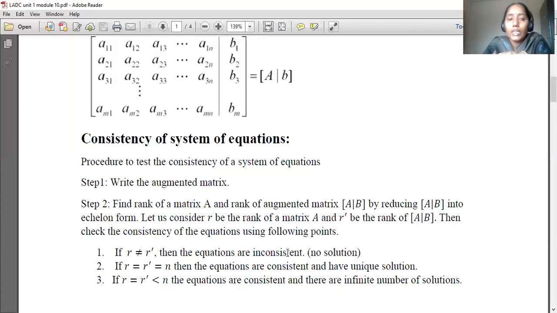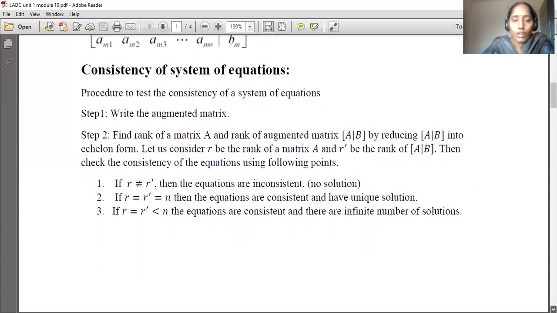Coming to the third point, R is equal to R dash, which is less than N. If we consider three planes, three equations in three unknowns, that means three plane equations are there. Here all the planes are intersecting like this, that means overlapping. I am giving only two planes as an example, and one more plane is there. All the three planes are intersecting like this. Then the system has an infinite number of solutions. That is the geometrical meaning of the solution of a system of equations.